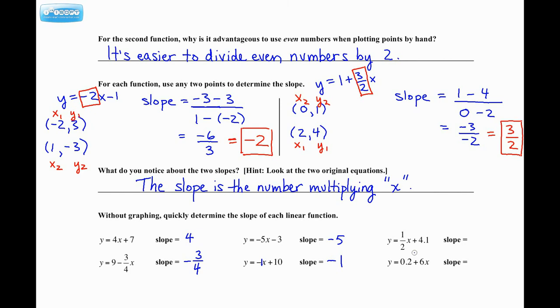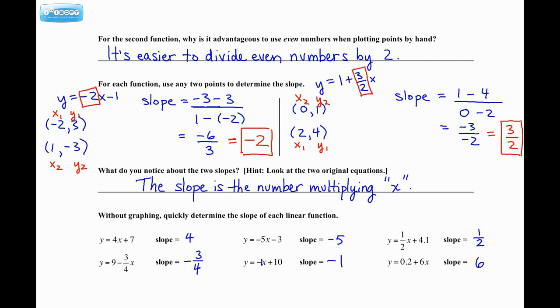Next, the number multiplying x is 1/2. Therefore, my rise over run is 1 over 2. So from point to point, you can go up 1, right 2, up 1, right 2. And the next one, the slope is 6. Okay. So you see how easy it is to identify the slope of an equation that looks like this.